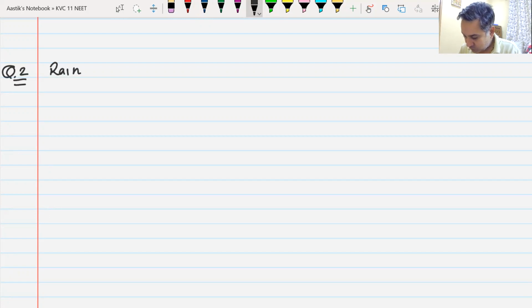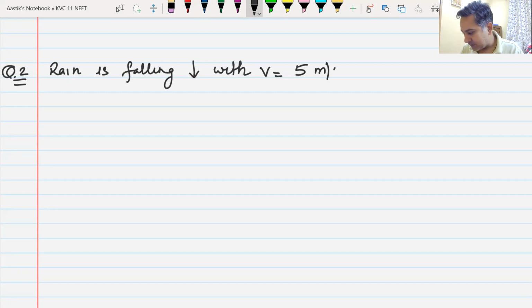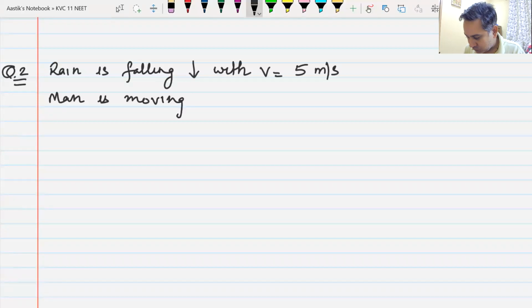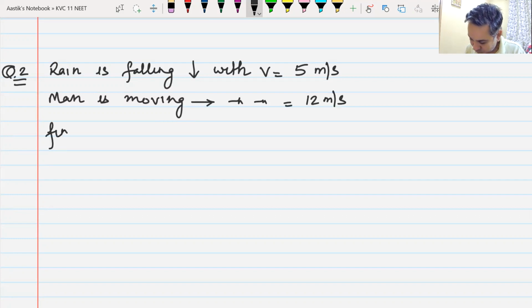Rain is falling vertically downward. So I've just written this with velocity equal to 5 meter per second. Man is moving horizontally with velocity 12 meter per second. Find the magnitude of velocity of rain with respect to man and theta with the vertical.